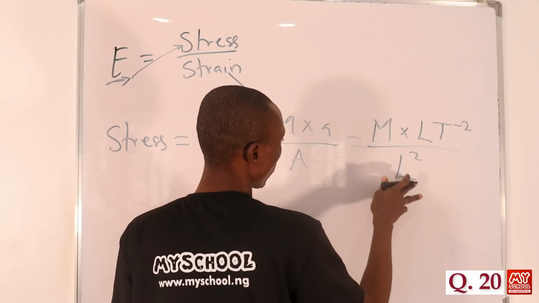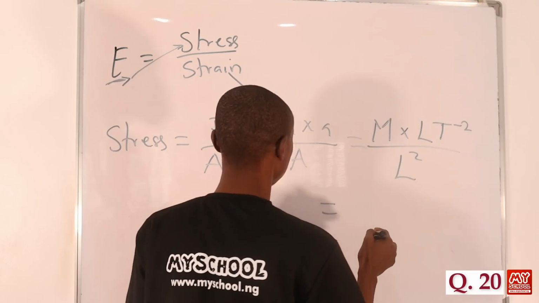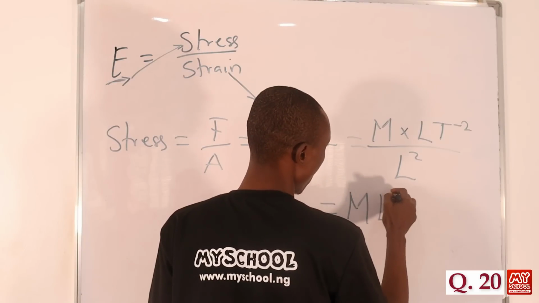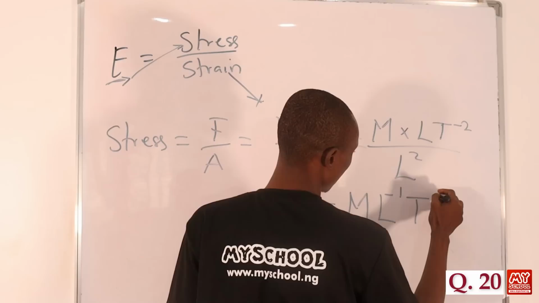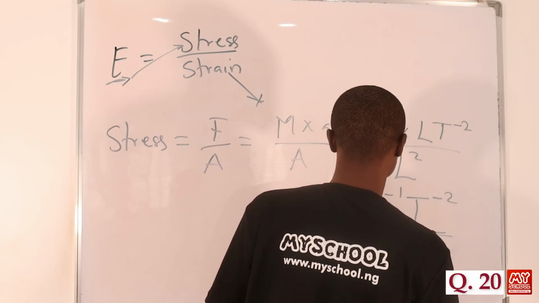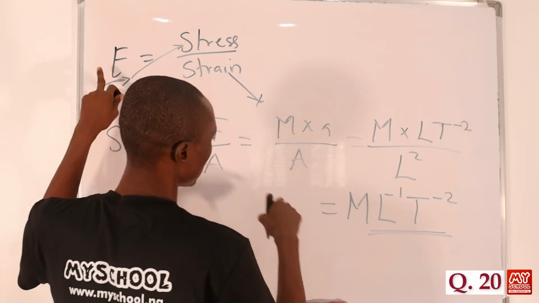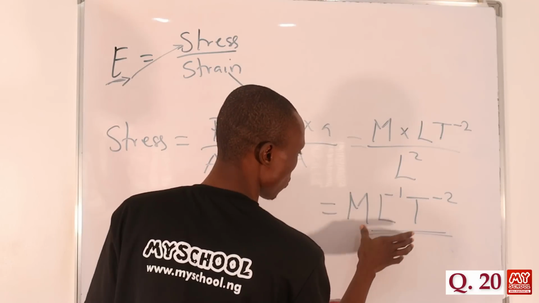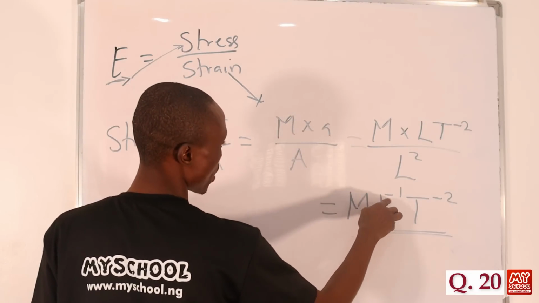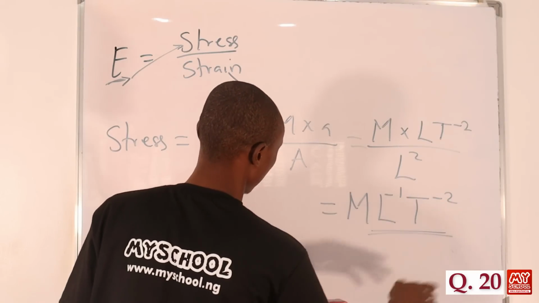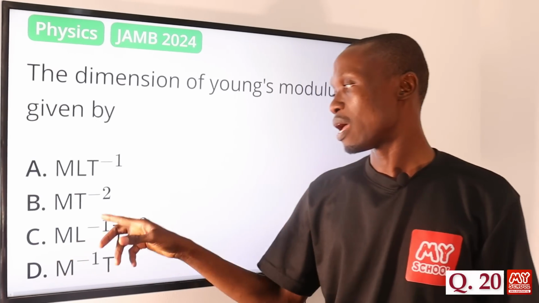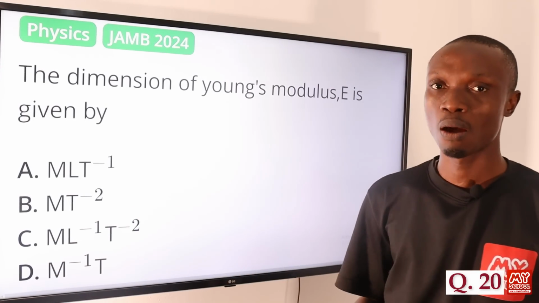Okay, so if we apply the law of indices here, we'll have the dimension of stress equal to m, then L raised to power minus 1, then T raised to power minus 2. So this is the dimension of stress, which is equal to the dimension of Young's modulus. In essence, this is the dimension of Young's modulus, m times L raised to power minus 1 times T raised to power minus 2. So let's return to the screen to pick the correct answer to this question, and that is option C, m L raised to power minus 1, T raised to power minus 2.